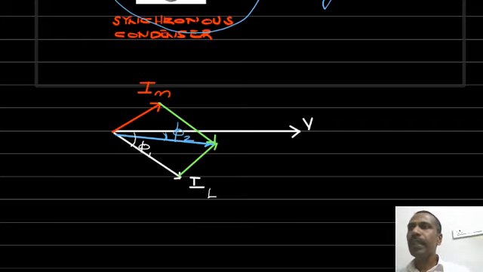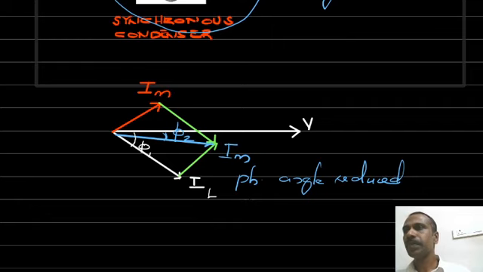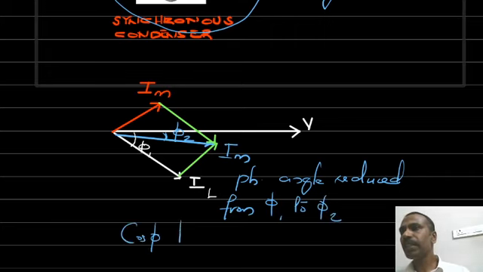Even here, when you look at the sum of the two currents, IL and IM, this is your resultant current. The phase angle between the resultant current and V is reduced. So here the phase angle is reduced from phi1 to phi2, or you can say the power factor is improved.